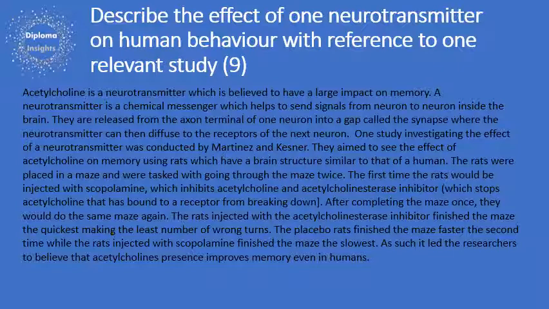On the screen now, you'll see an example response to the short answer question, describe the effect of one neurotransmitter on human behaviour with reference to one relevant study. Have a read of the response, and as you're reading, think about how effectively they used the research. Did they give a clear link between the research and the question? Have they made it explicitly, directly clear why they have included that study? Does the study clearly and explicitly link to the question?